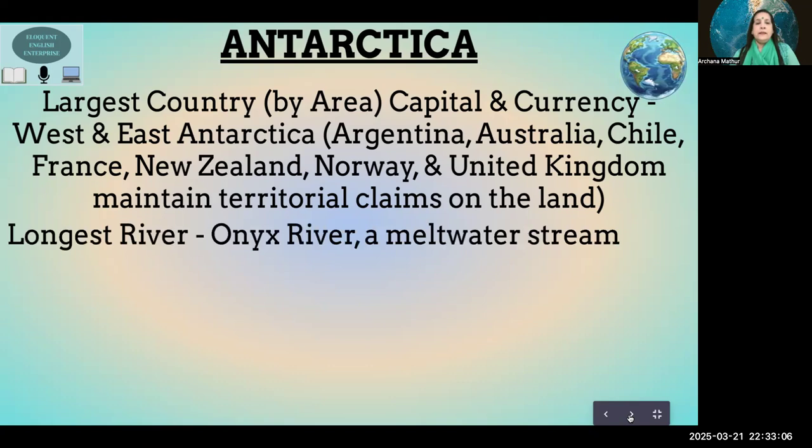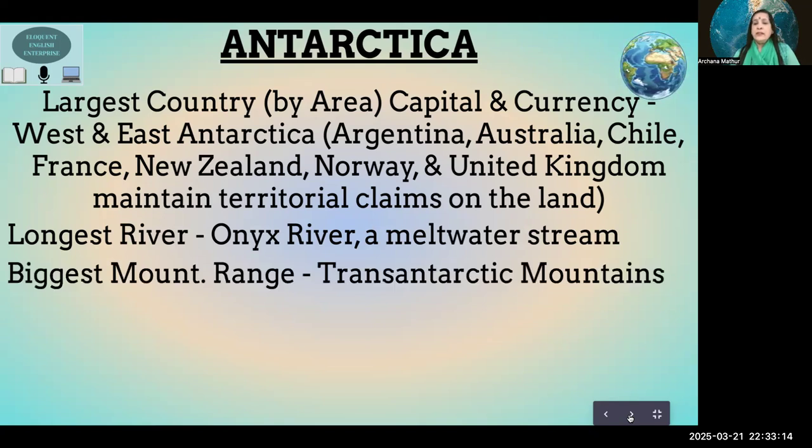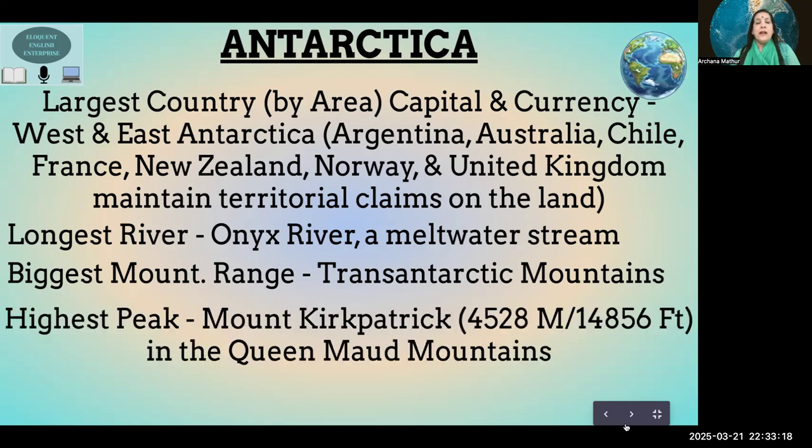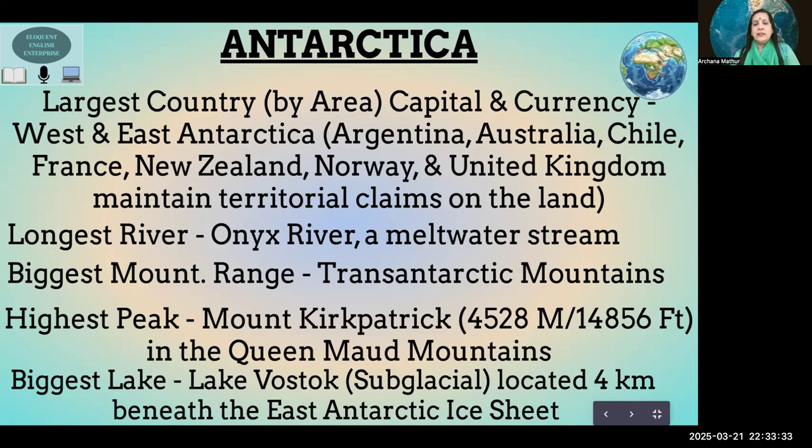Okay. The longest river there is the Onyx River. It's a meltwater stream. The biggest mountain range over there is the Transantarctic Mountains. The highest peak over there is Mount Kirkpatrick, which is 4,528 meters, approximately 14,856 feet, in the Queen Maud Mountains. And it does have a lake also, which is Lake Vostok, but it is a subglacial lake. It is located 4 kilometers beneath the East Antarctic ice sheet.